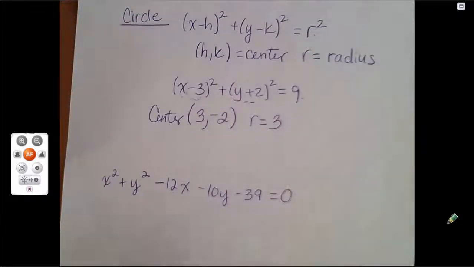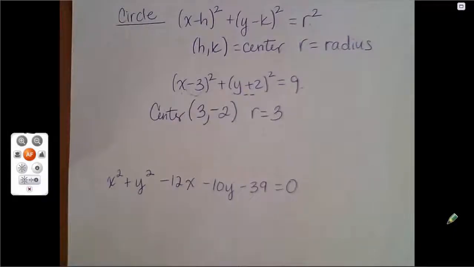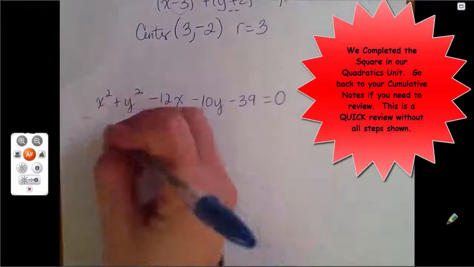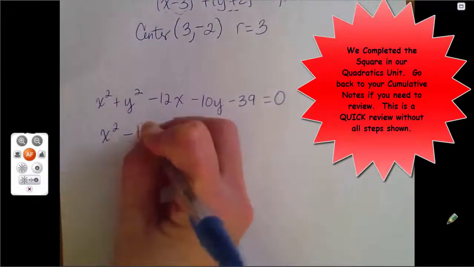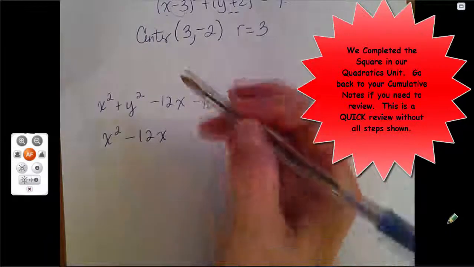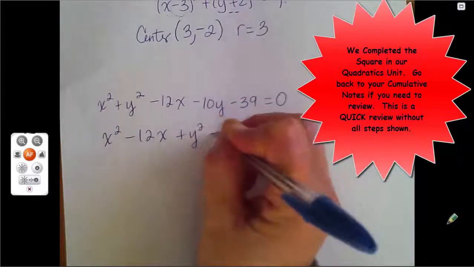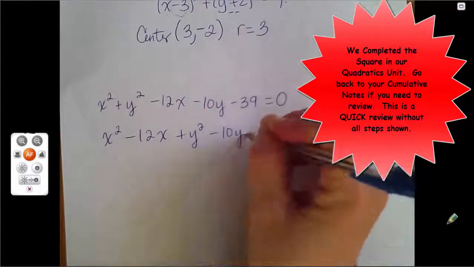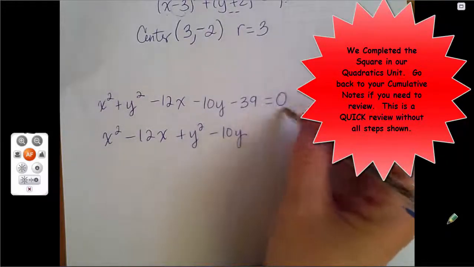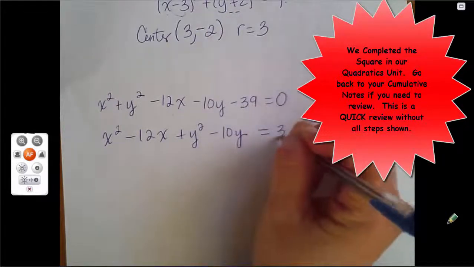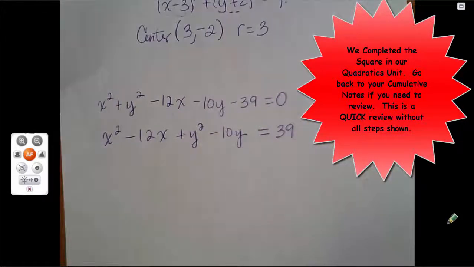And all it is is completing the square. But we get to complete the square twice. Here we go. First, let's get our x's together. So I'm going to put x squared minus 12x together. And then when we get our y's together, plus y squared minus 10y. And anytime we complete the square, we want the constant term moved out of the way. So I'm going to take the minus 39, move it over, and make it a positive 39.